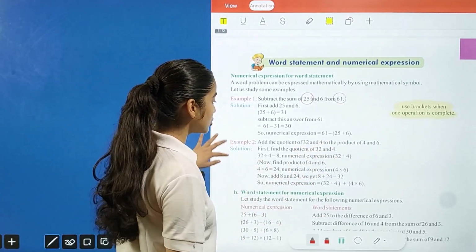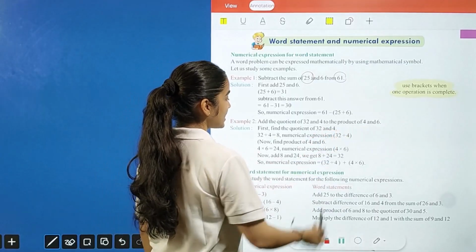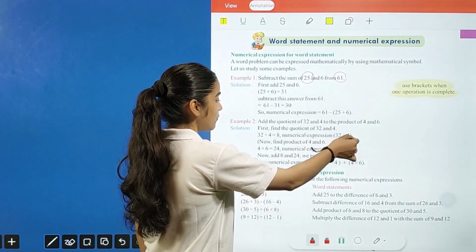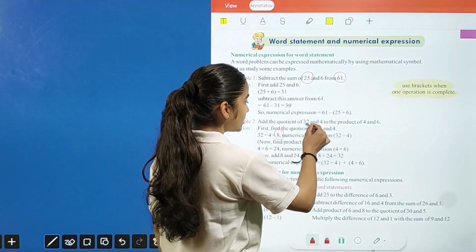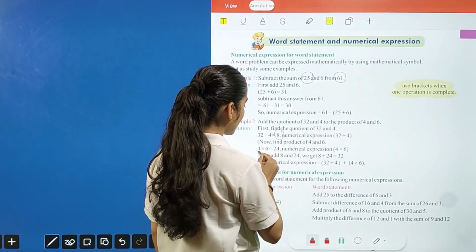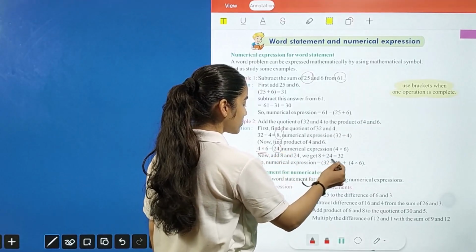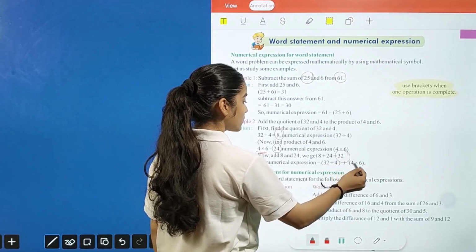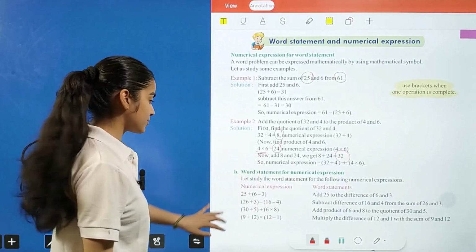Now add the quotient of 32 and 4 to the product of 4 and 6. So first find the quotient of 32 and 4. So 32 divided by 4 is 8. This is the quotient. Now the quotient of 32 and 4 to the product of 4 and 6. So the product of 4 and 6 is 24 and we have to add. So 8 plus 24 is equal to 32. So 32 divided by 4 plus 4 multiplied by 6. So in that way we have to make our expressions.